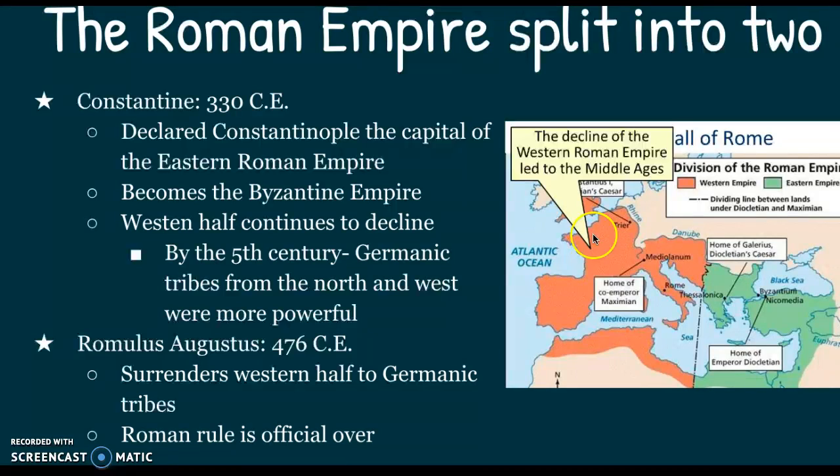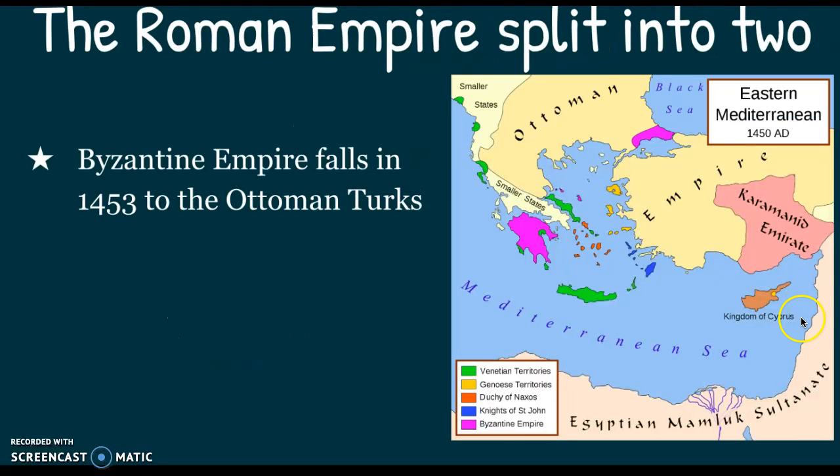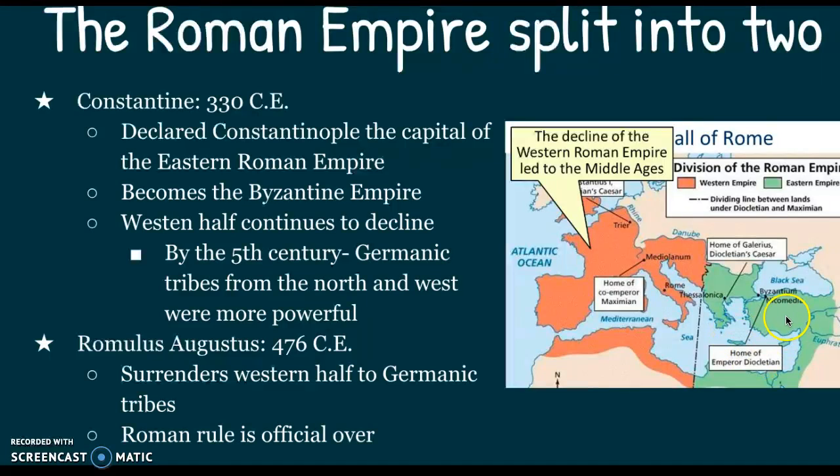And Romulus Augustus is going to be the last emperor of Western Rome in 476 CE. He's going to surrender this half of the Roman Empire to Germanic tribes. This is the official end; Roman rule is officially over. Because Rome is in the western half, this marks the complete fall of the Roman Empire. Now the eastern half is going to maintain. This stays, this is the Byzantine Empire. This green becomes the Byzantine Empire with the capital being Constantinople.